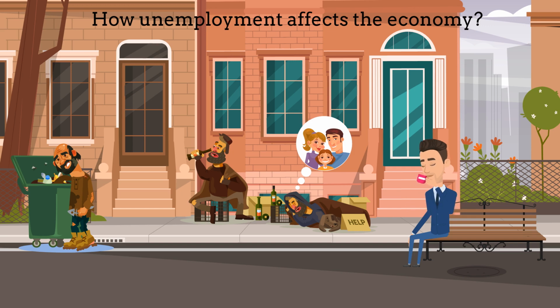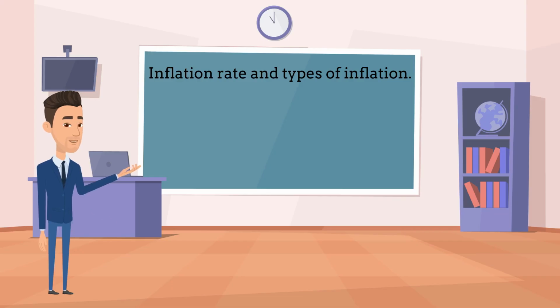Okay, so now we know what the causes of unemployment are. But what kind of impact does it have on the economy? Well, unemployment can have a significant impact on the economy. When unemployment rates are high, it can lead to decreased consumer spending, which can hurt businesses and ultimately lead to further job loss. High unemployment rates can also lead to increased government spending on social welfare programs, which can lead to higher taxes or increased debt. On the other hand, low unemployment rates can lead to increased competition for workers, which can lead to higher wages and increased economic growth. Next we have inflation rate and types of inflation.